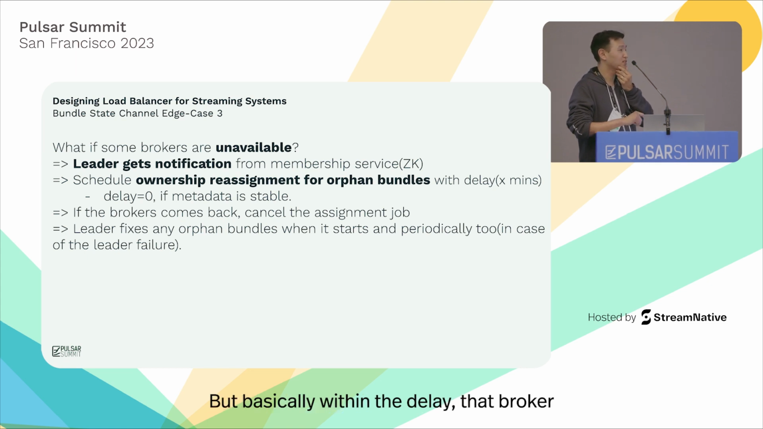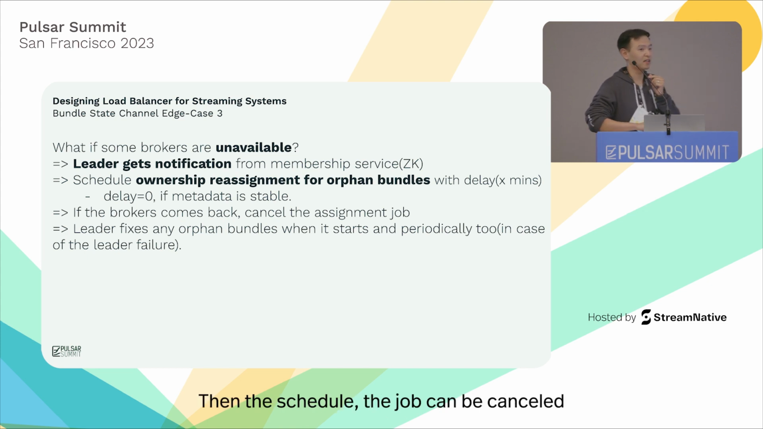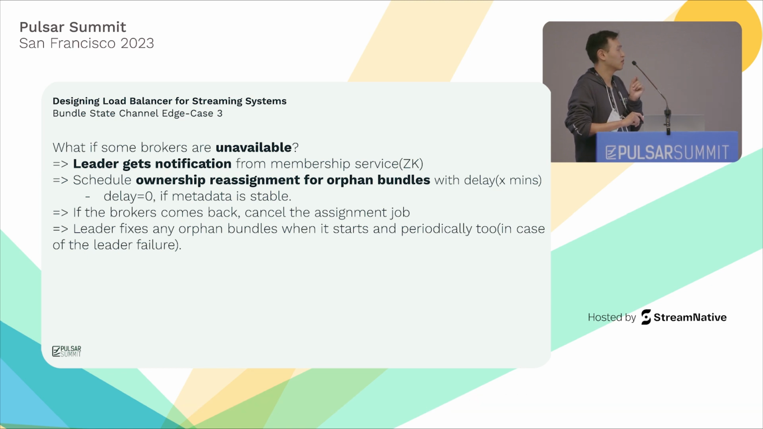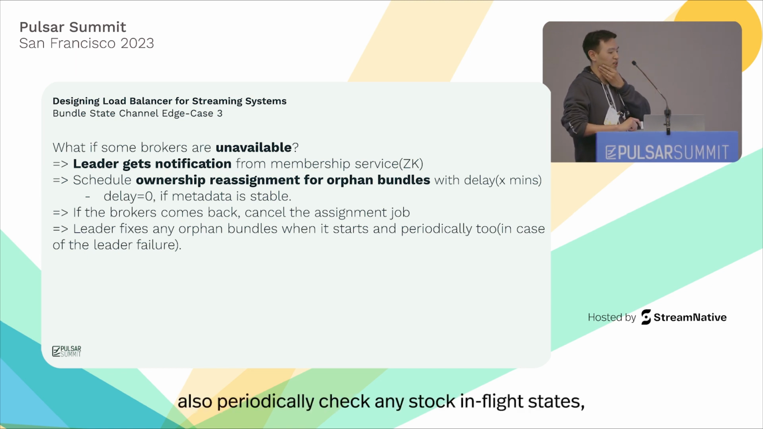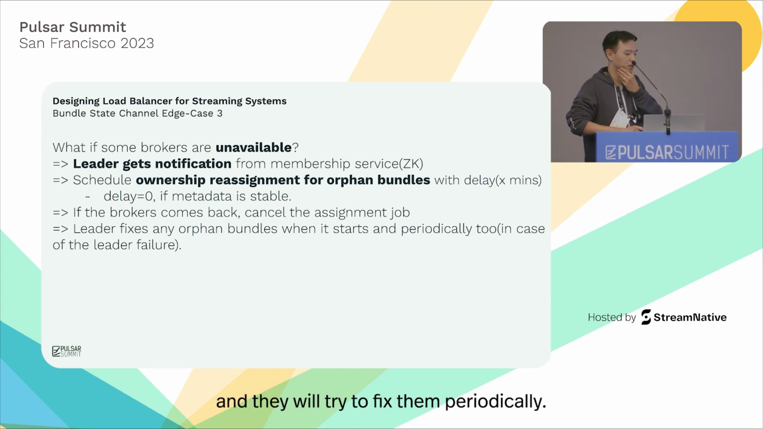But basically, if within the delay the broker that was unavailable came back, then the scheduled job can be canceled, and the ownership will remain with that old broker. If not, the new ownership will be assigned to others. And then the leader broker also periodically checks any stuck in-flight states and any unavailable broker, and it will try to fix them periodically.